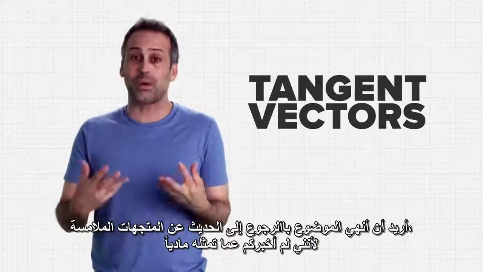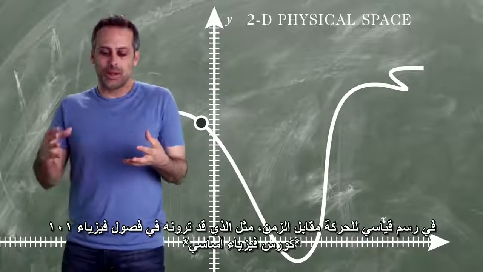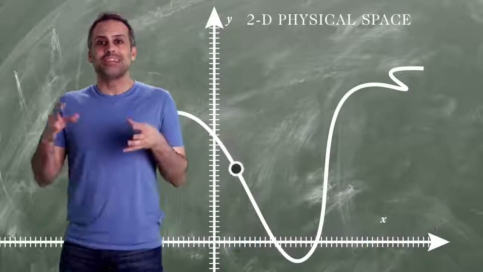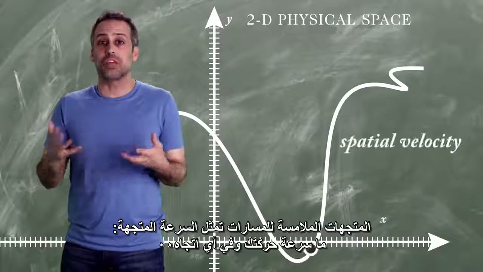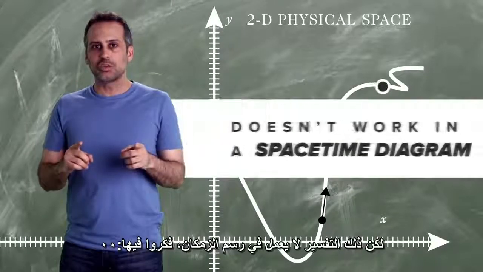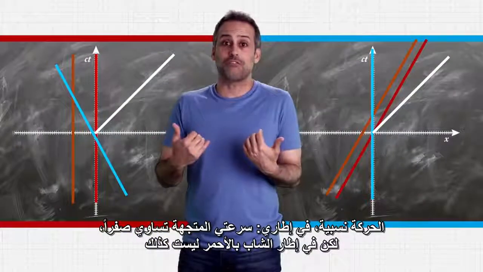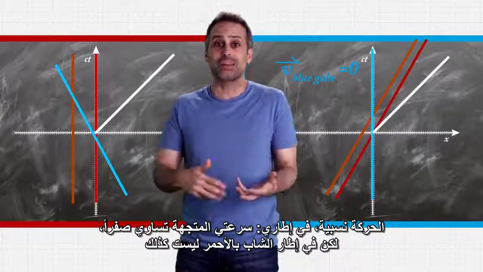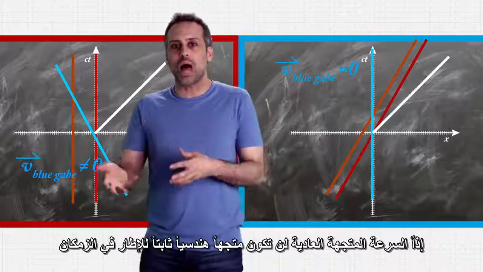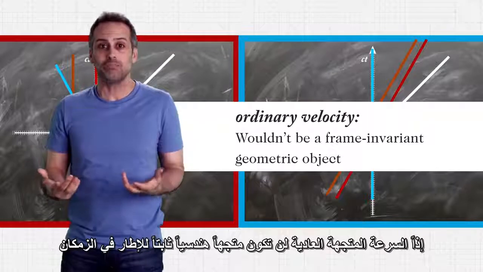I want to wrap up by going back to tangent vectors for a second, because I haven't told you yet what they represent physically. In a more standard drawing of motion over time, like what you might see in a Physics 101 class, tangent vectors to trajectories represent velocities, how fast you're going and in what direction. But that interpretation doesn't work on a space-time diagram. Think about it. Motion is relative. In my frame, my own velocity is 0, but in the red guy's frame, it isn't. So ordinary velocity would not be a frame-invariant geometric vector in space-time.